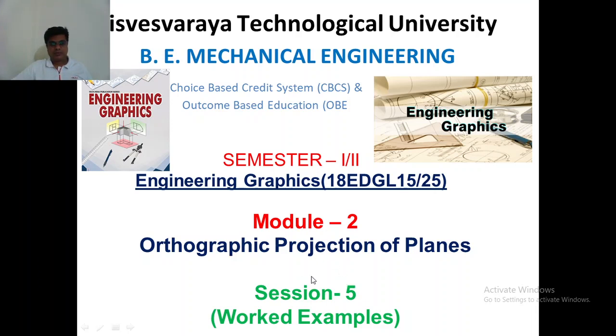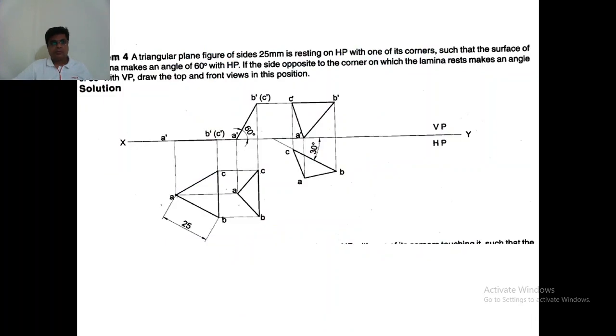So here we have one more problem, and in this problem the way in which the planes are located or oriented with respect to HP and VP is given, and in that case how to draw the projections, that is front view and top view of that particular plane, we will see now.